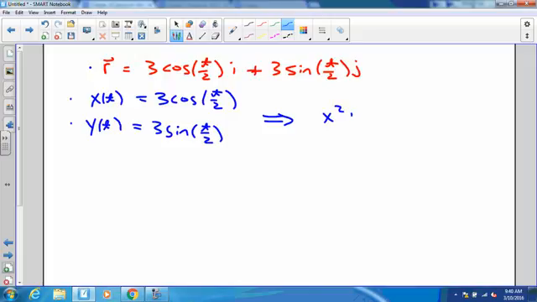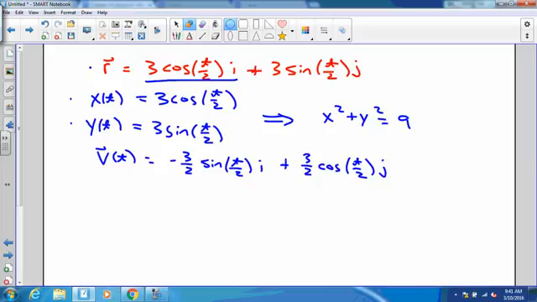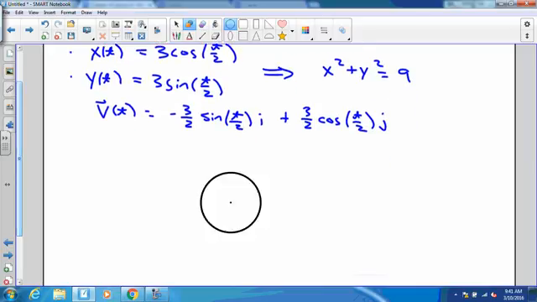And so for this reason, you immediately recognize that the trajectory of this curve is going to be a circle. In fact, it's going to be the circle x squared plus y squared is equal to 9, just like that. Now we want to ask the question, what is the velocity as a function of time? The velocity is going to be the derivative of the x component, or negative 3/2 sine of t over 2 in the i direction, and 3/2 cosine of t over 2 in the j direction.